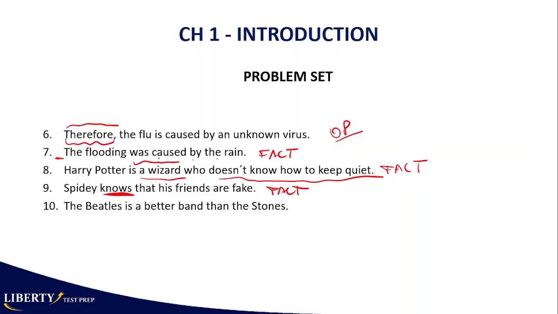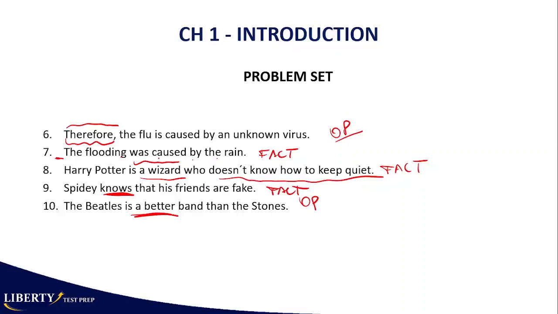a fact. Number 10, the Beatles is a better band than the Stones. Okay, the Beatles is a better band than the Stones. Of course, that's an opinion. Why? Because of the word better. The author is judging. And like in the last problem set, we also have one with better.